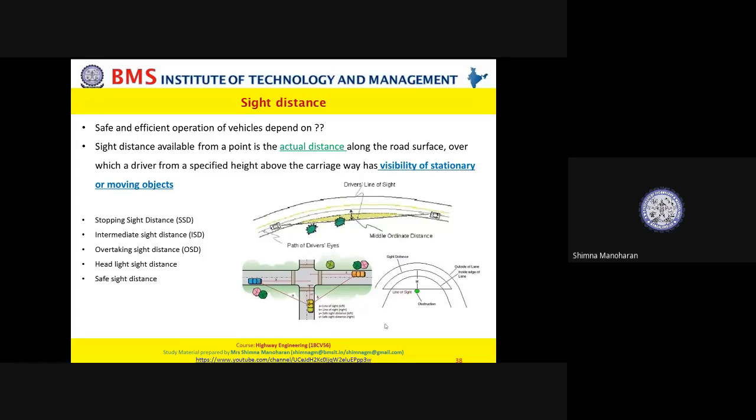that is sight distance. This topic is really important if you are preparing for the GATE exam or PSU exams. For safe and efficient operation of a vehicle, what does it depend on? Suppose you're driving your vehicle, it can be a two-wheeler, four-wheeler, or a cycle. What is the key feature that influences safe and efficient operation of a vehicle?